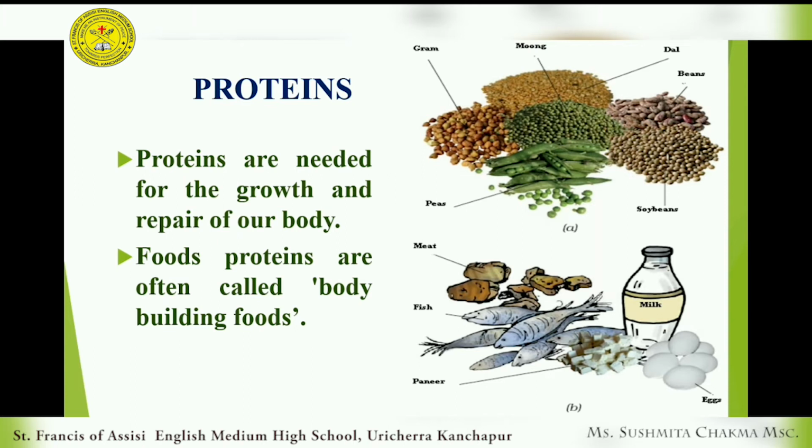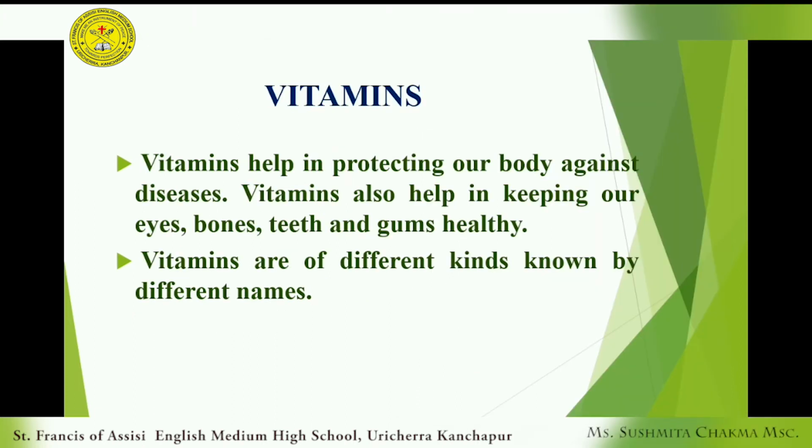And these are from plant sources as well as from animal sources. Now vitamins. Vitamins help in protecting our body against diseases. Vitamins also help in keeping our eyes, bones, teeth and gums healthy. Vitamins are of different kinds known by different names.